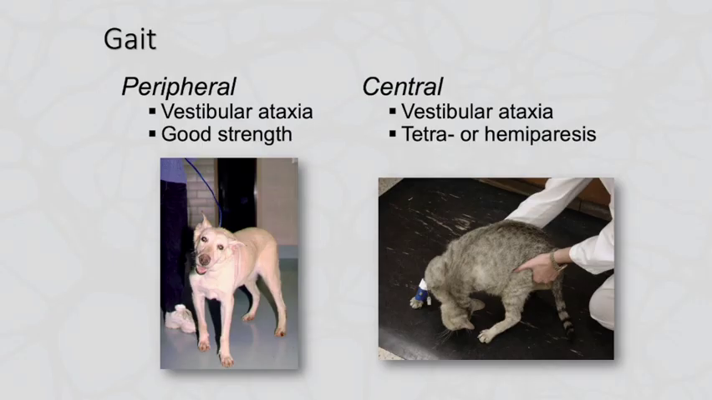Gait is not quite as helpful for differentiating central from peripheral as compared to some of the other signs on our neurologic examination. Of course, with peripheral vestibular disease, we would expect to see vestibular ataxia. It could be mild or severe, sometimes so severe that they will just keep rolling. With central, these patients might have proprioceptive ataxia as well. They could have cerebellar ataxia or hypermetria. And of course, they can have paresis or even plegia on one side, but those aren't always present.